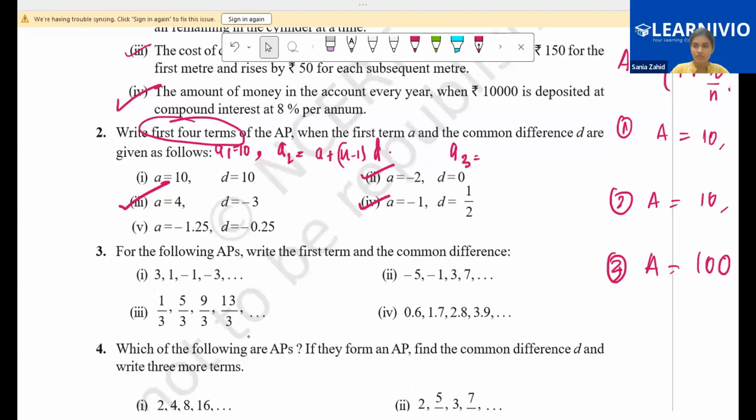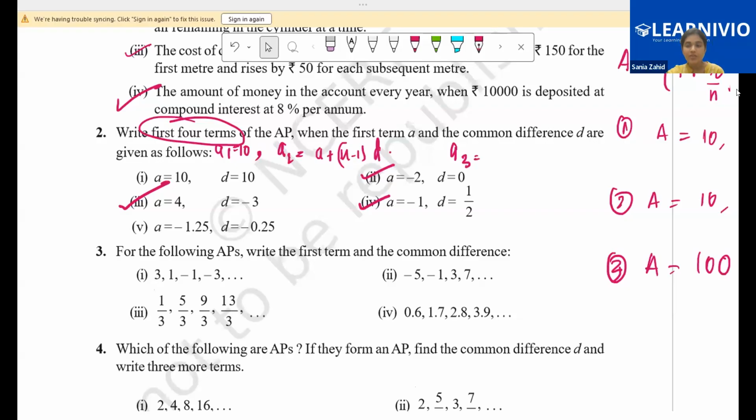Ma'am, finished. Okay, let's discuss. The first one, when the first term is minus 2 and the common difference is 0, what are you getting as the terms? Put on your mic and speak. All are minus 2, ma'am. You get minus 2, minus 2, minus 2, minus 2.